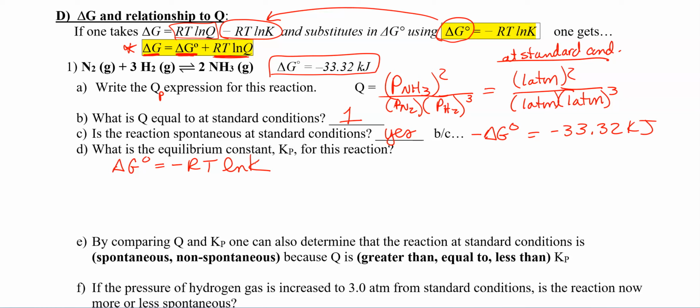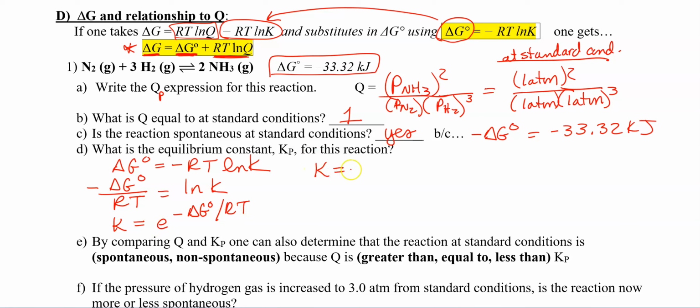All right, so we've got to rearrange this a little bit. I'm just going to move the RT over here. So delta G naught divided by RT, I'm going to move the negative over, is going to equal ln of K. All right, so now K is e to the negative delta G naught over RT, right? So just use your log there. Okay, so now let's just plug in some numbers here.